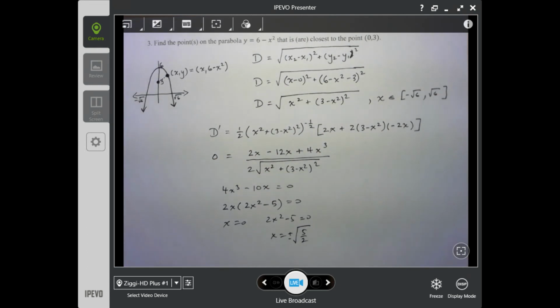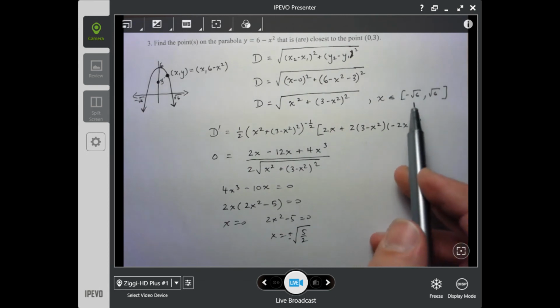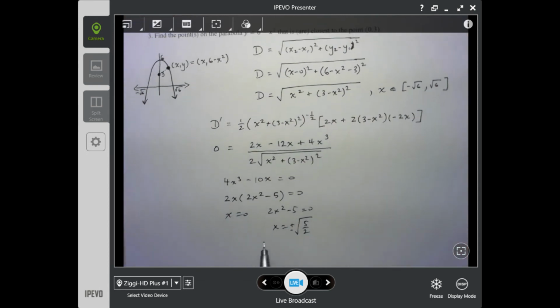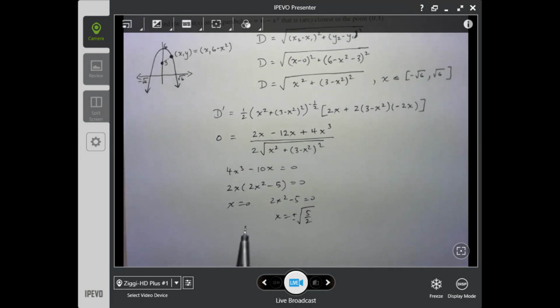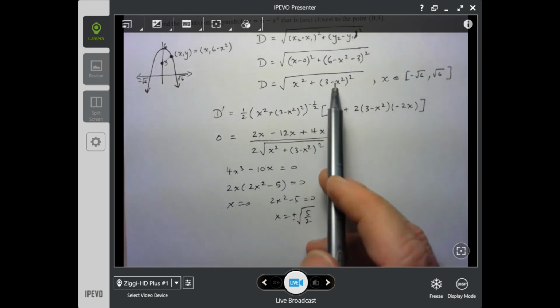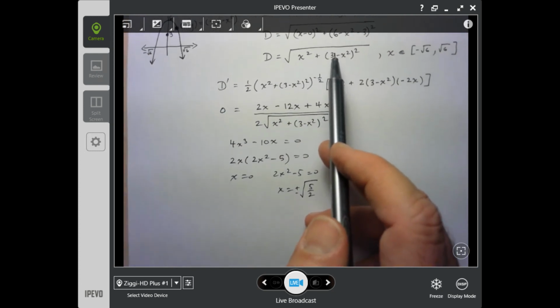Now, because I'm working on this closed interval, I don't have to start justifying what's a max, what's a min, figuring out if it's an absolute max or min. I just have to test all the important points. So I'm going to use this version of the distance, the simplified version, and let's see what happens.